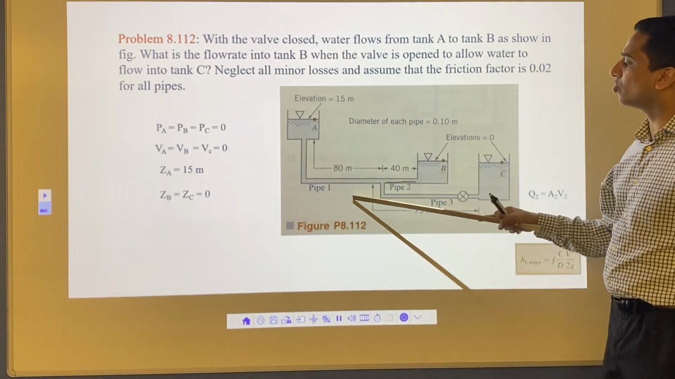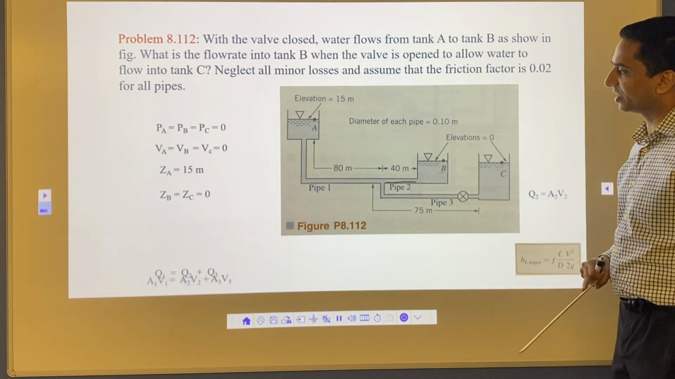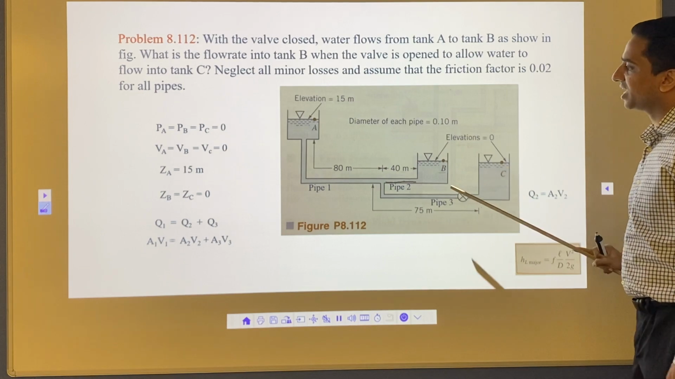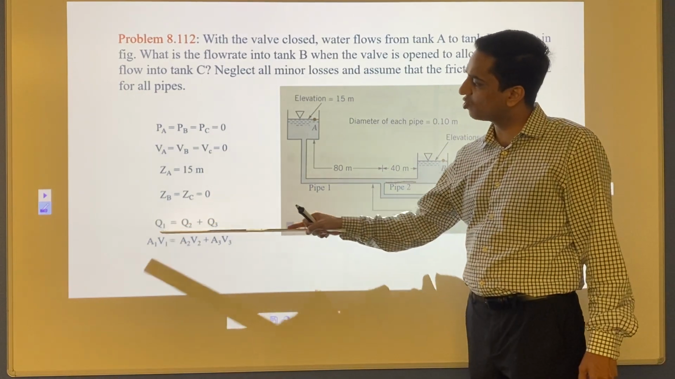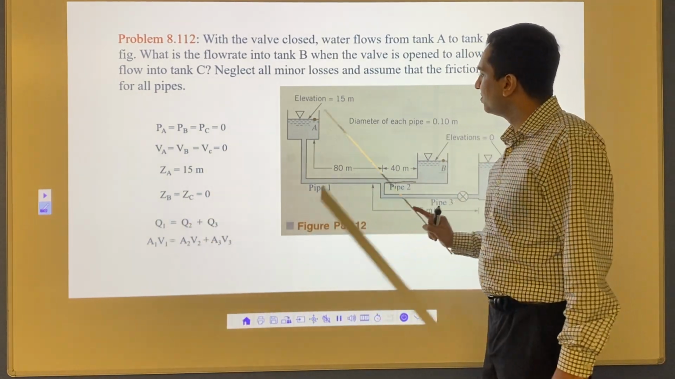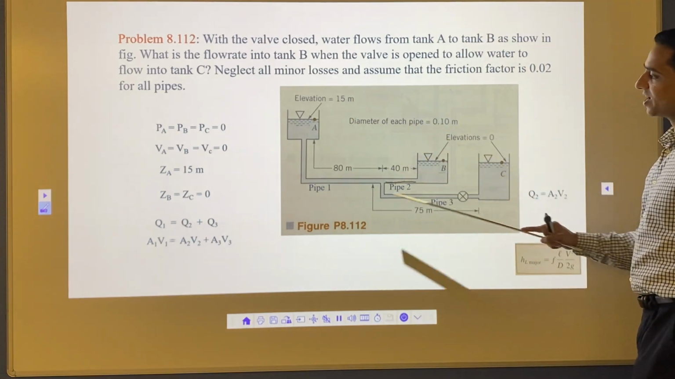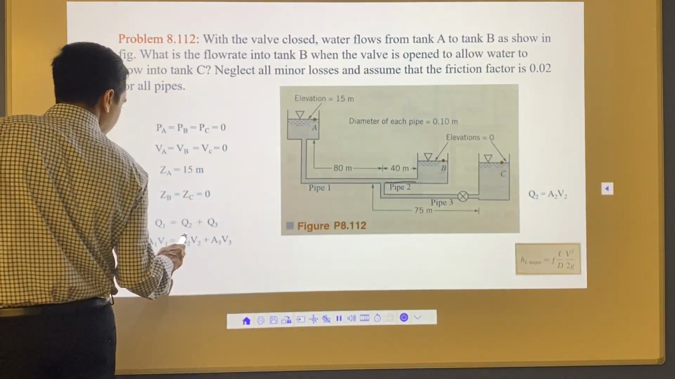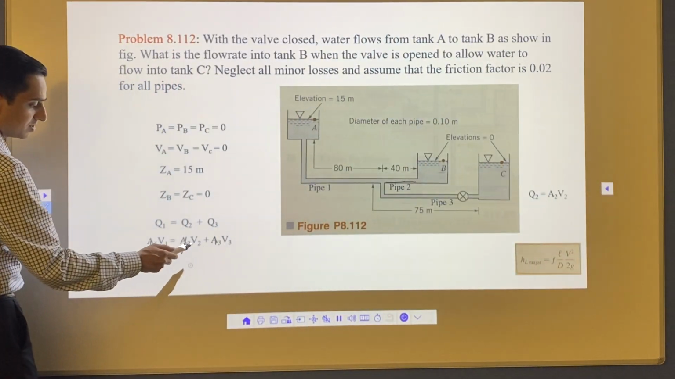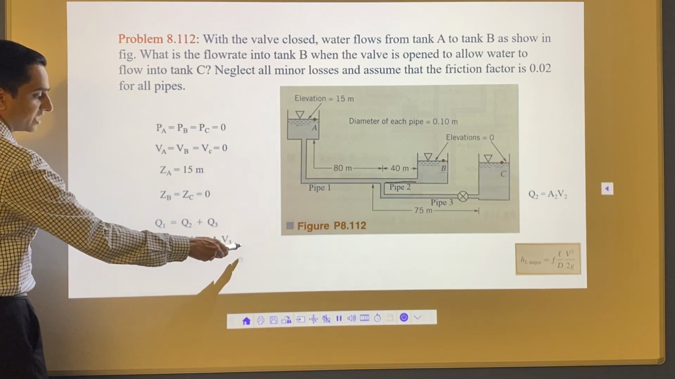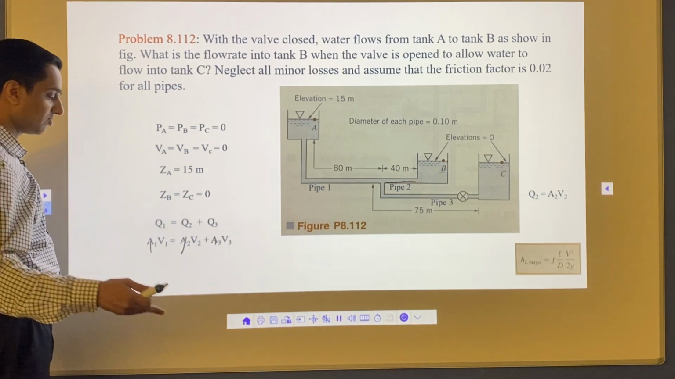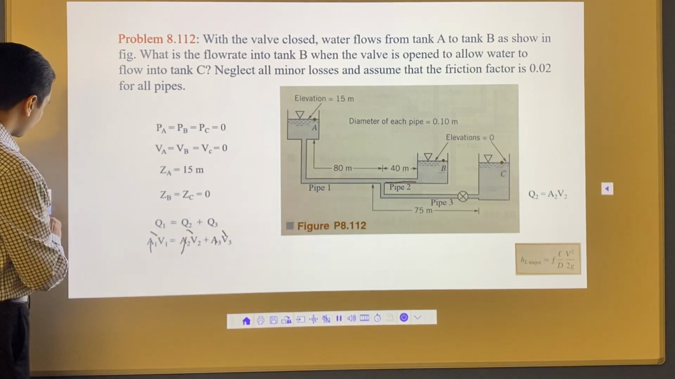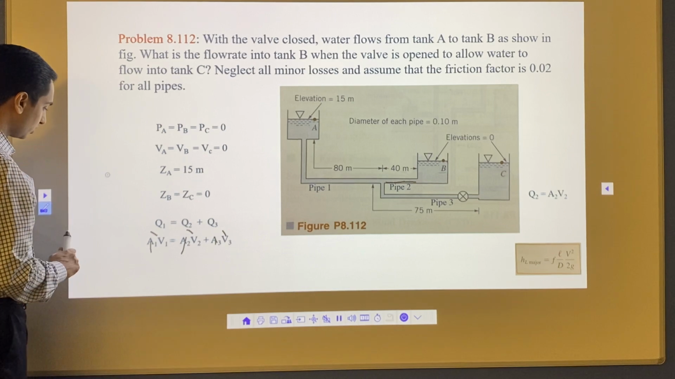When the valve is open, I can say that all that flow rate Q1 is equal to Q2 plus Q3. So whenever the water is flowing from A to B and A to C collectively, the flow rate bifurcates and Q1 is equal to Q2 plus Q3. Now the diameter of each pipe is the same, which means the areas are the same. A1 is equal to A2 is equal to A3. So I can divide the entire equation by A1, A2 or A3 and cancel it out, and I'll have only V1, V2, V3. So I'll get the equation V1 is equal to V2 is equal to V3.